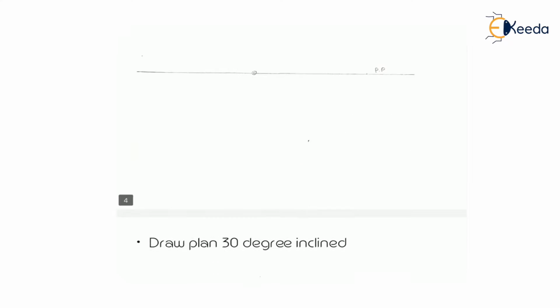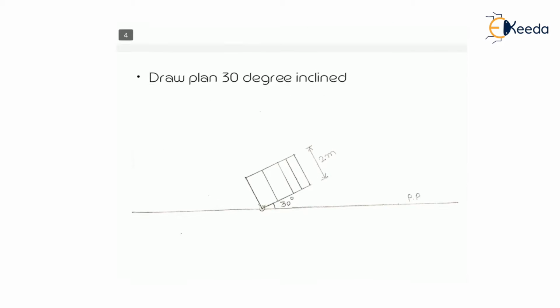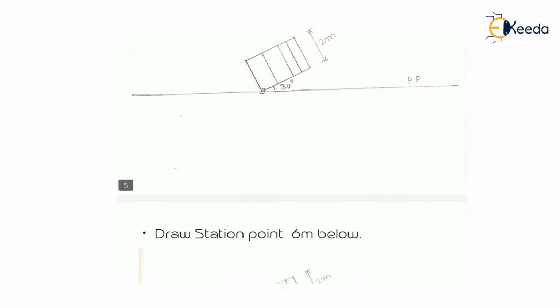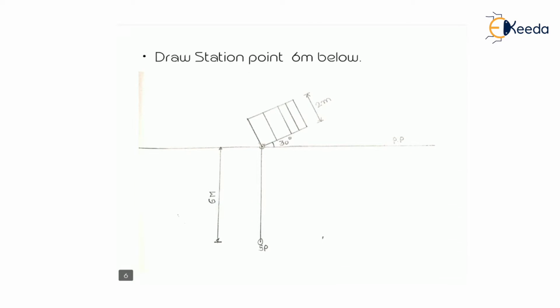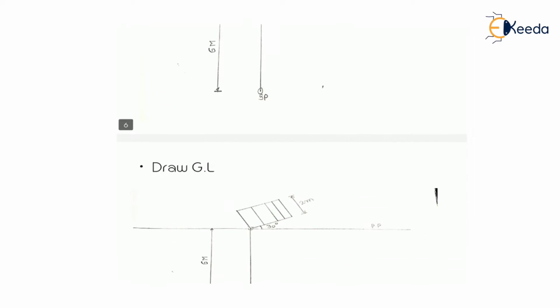Okay, first step is to draw a picture plane. We can draw a picture plane and consider one point. With that point we draw the plan with the 30-degree inclination. You can see the plan drawn with the 30-degree inclination. Next, we draw the station point 6 meter below. From that reference point we draw the station point 6 meter below. You can see the dimensions over there.